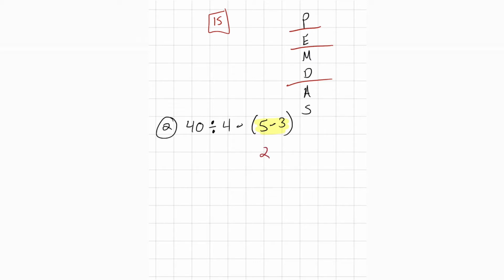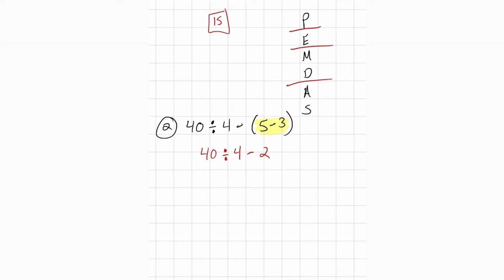And then now all we have to do is just rewrite the rest of the problem. So that's 40 divided by 4 minus 2. From here, we need to take a look at what we have and what our order of operations are. Well, we've already solved the parentheses. We check for exponents. We don't have any.